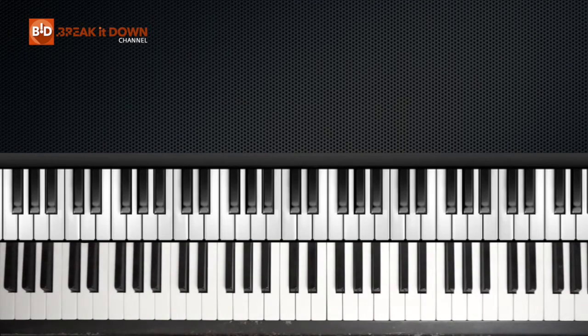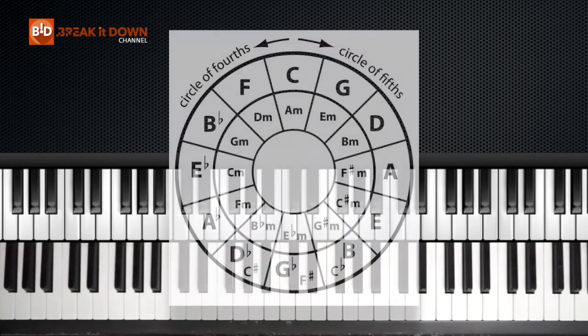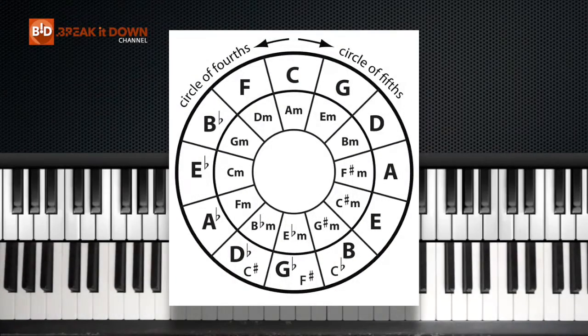The 2-5-1 is a progression derived from the cycle of fifths. So what's the cycle of fifths? The cycle of fifths is a progression in which the root moves down in successive fifths.